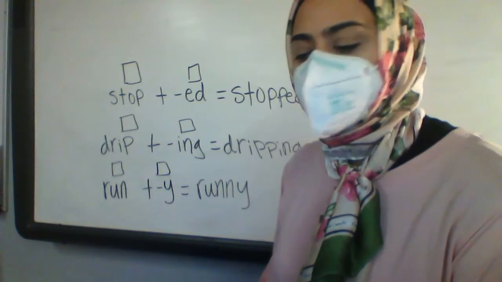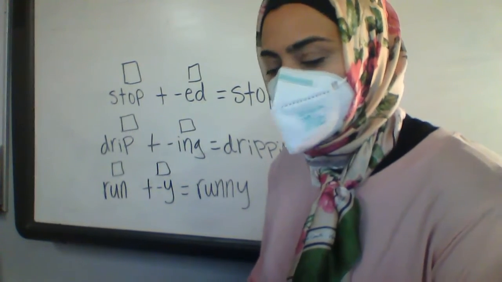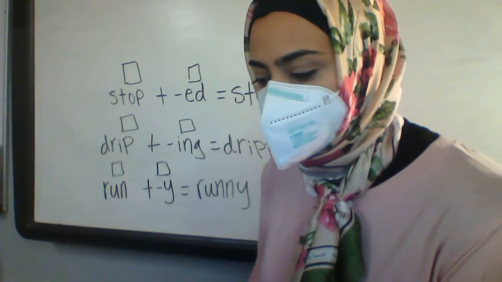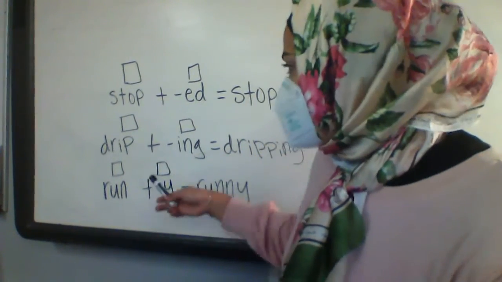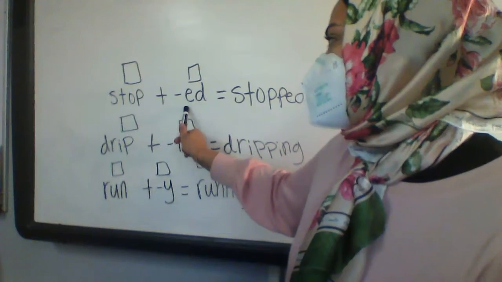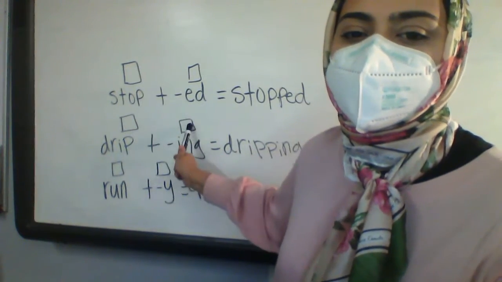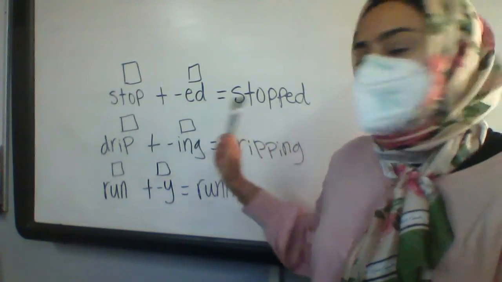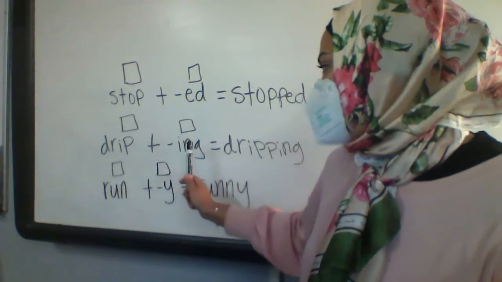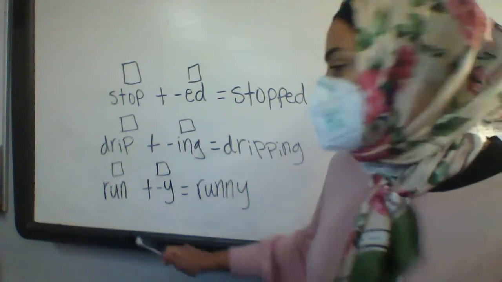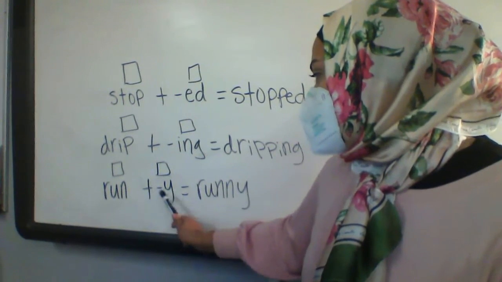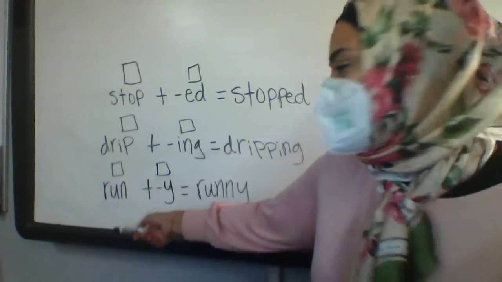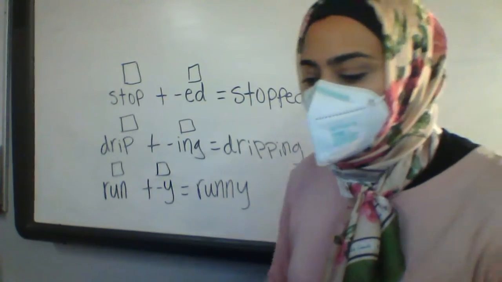What's a root word, Dominic? Good. It's a word without a suffix. It's a word that has its own meaning without a suffix. Very good. So we have the root word stop, and then we have suffix ed. Stop plus suffix ed equals stopped. Everyone say stopped. Drip plus suffix ing is dripping. Run plus suffix y is runny. I know that's a Y, but it makes the E sound, so that's why I said E. So it makes runny. Very good.